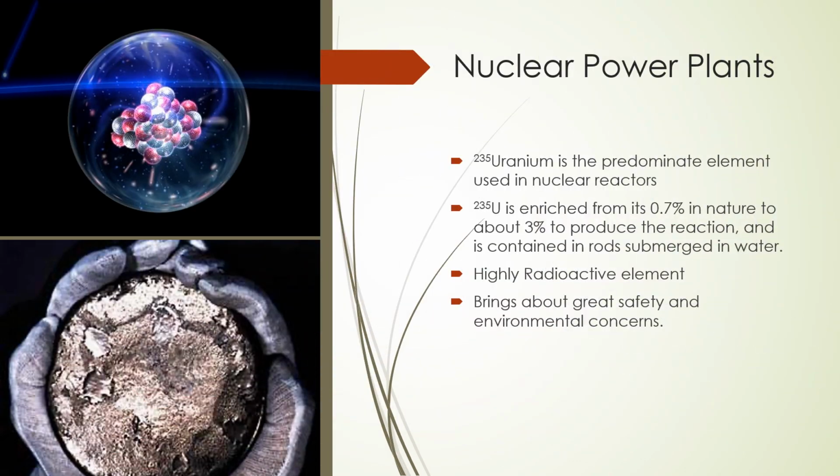So we usually use uranium. This is just a type of uranium-235 in nuclear reactors, and you can abbreviate it U-235. It is 0.1% in nature, and about 3% is needed to produce the reaction. We have them in rods, submerged in the water. That's just a containment. Uranium-235 is very radioactive, so we have to handle it with care. Therefore people are skeptical about the nuclear power plant because of this.